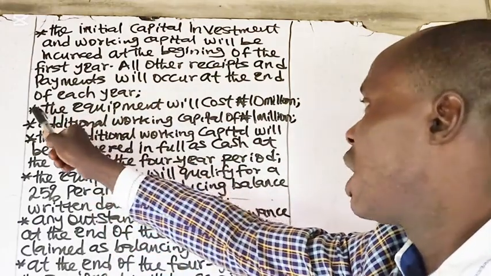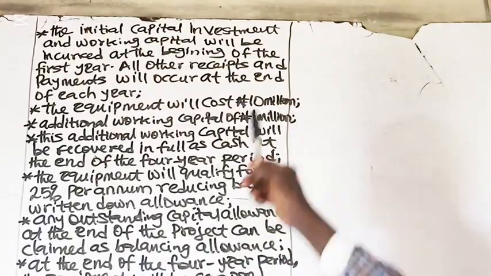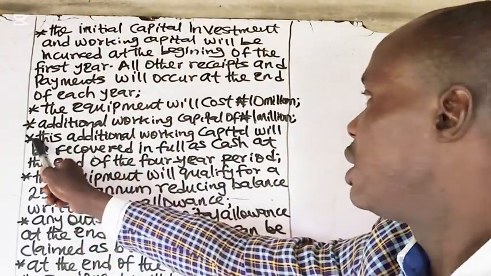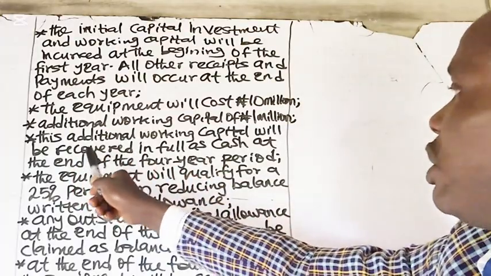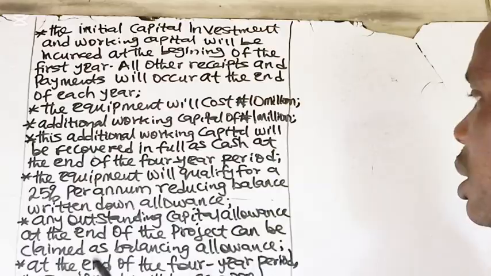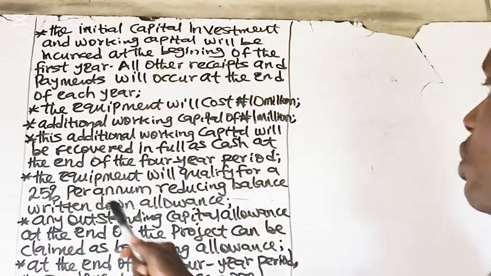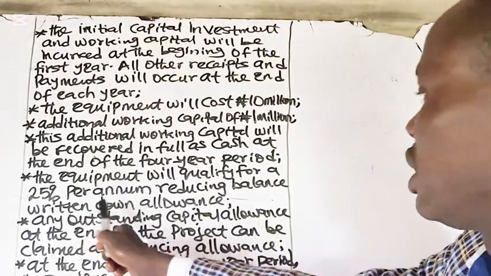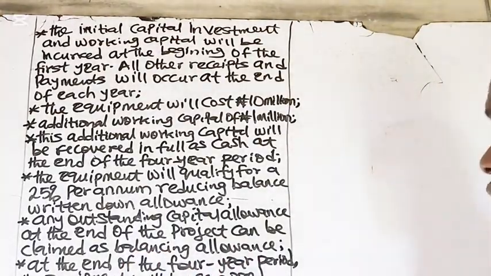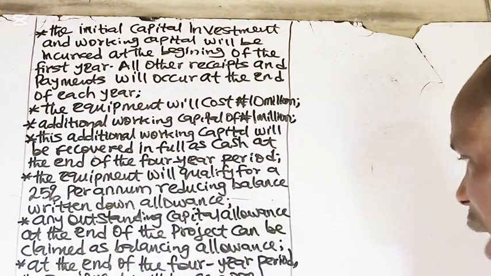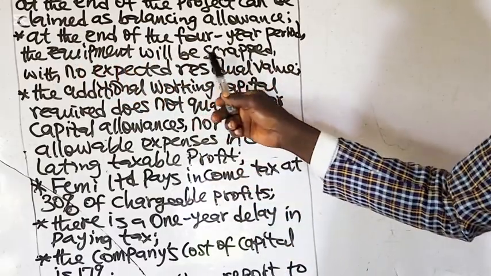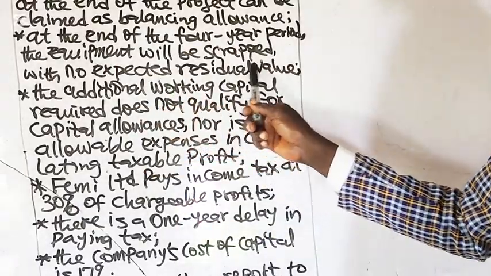The second bullet: the equipment will cost 10 million naira. The third: additional working capital of 1 million naira. The next one: this additional working capital will be recovered in full as cash at the end of the 4-year period. The next one: the equipment will qualify for a 25% per annum reducing balance writing down allowance. Then any outstanding capital allowance at the end of the project can be claimed as balancing allowance. At the end of the 4-year period, the equipment will be scrapped with no expected residual value.